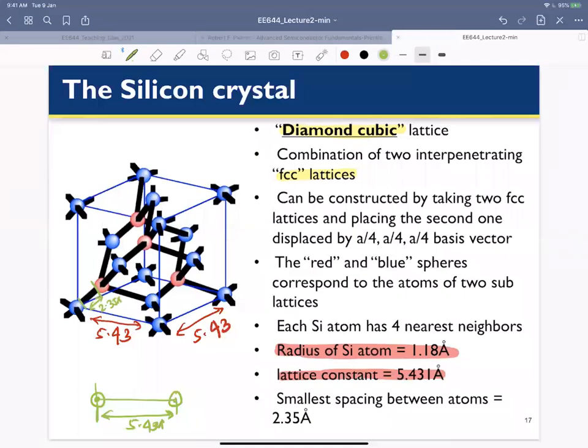When I'm telling this, it is only the smallest spacing between these atoms, 2.35 angstrom. This atom here and this atom here are very close to each other, so they'll be packed. This is the center of this atom to the center of this atom, 2.35 angstrom. Very close to each other means they're touching each other, right?